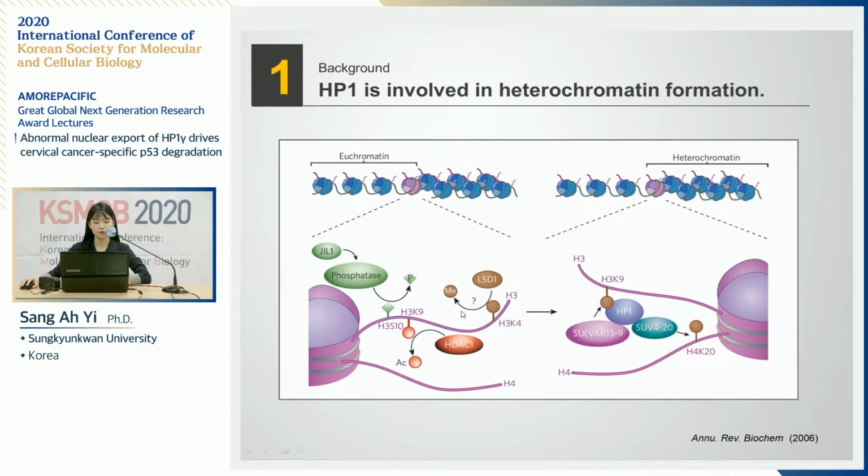As we can infer from its name, HP1 plays a key role in heterochromatin formation. But recently, it has been reported that HP1 gamma can be localized at the euchromatic gene region. So in this study, I have tried to reveal the gene regulatory role of HP1 gamma during cancer progression.